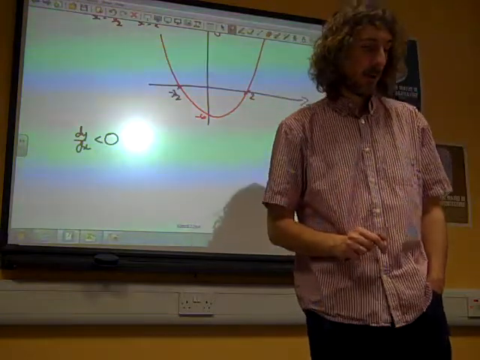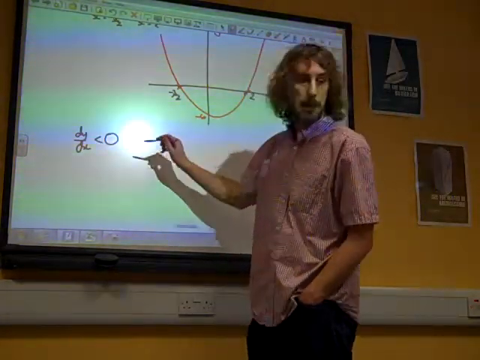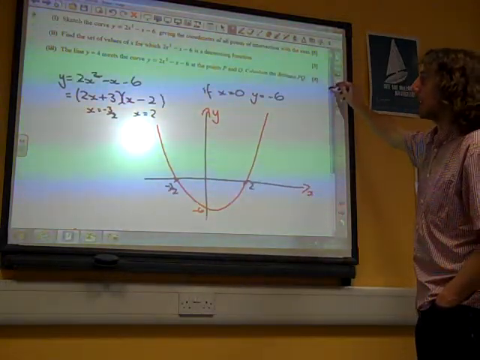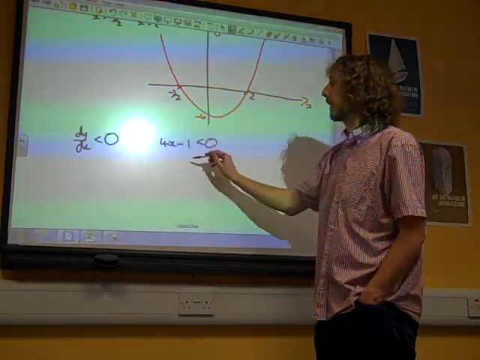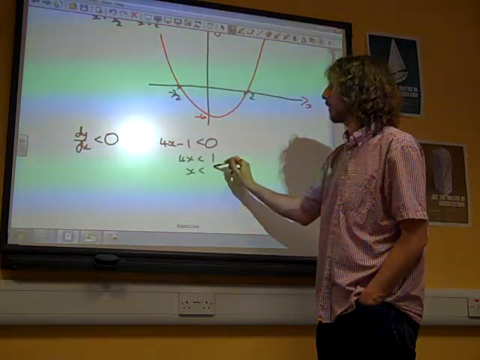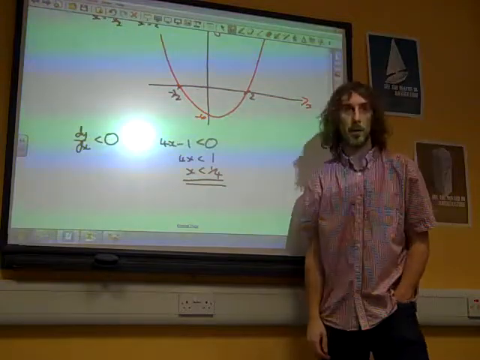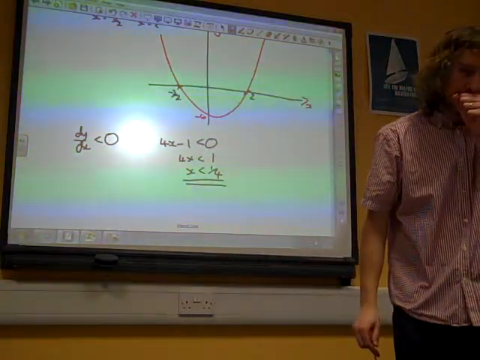You didn't have to do it this way. You could just find the vertex by completing the square. But the derivative here is 4x minus 1, which has to be negative. So 4x less than 1, so x less than a quarter. That point there is at a quarter. That's 3 marks.